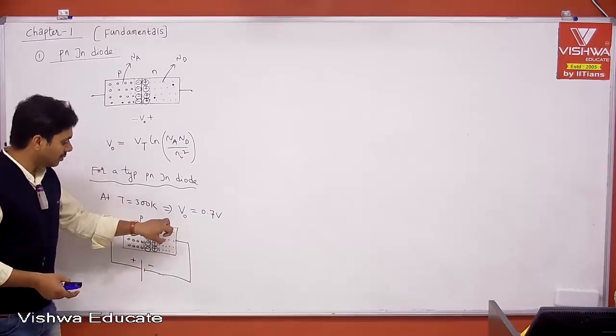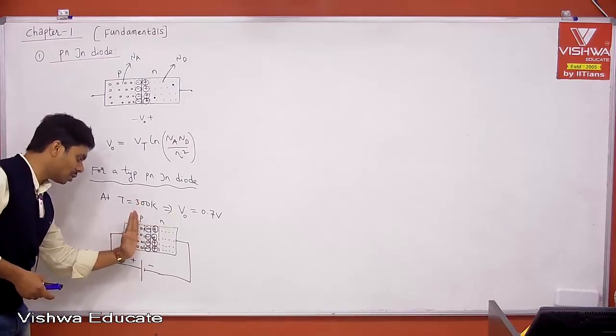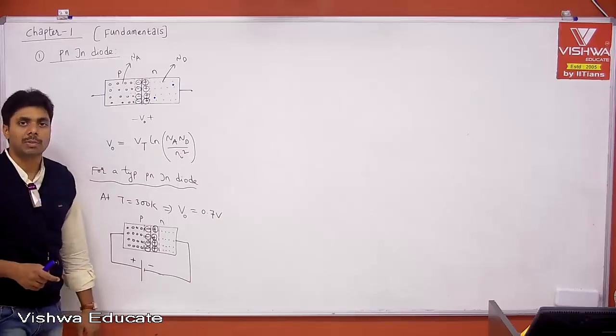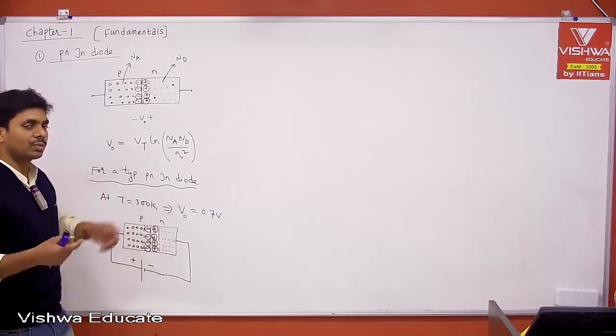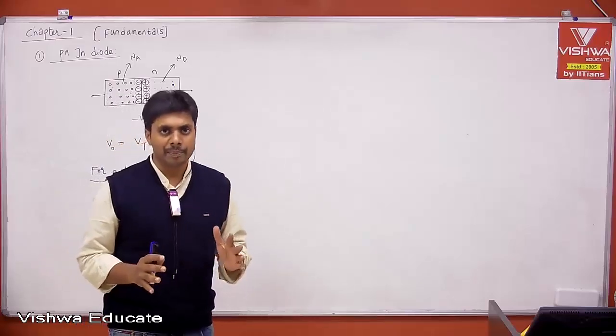Therefore, the majority carriers from N will cross from N to P and move through holes, because these are all broken states, and they come out of the PN junction diode and then reach the other terminal of the battery, forming the loop current. That is what defines your current, which is the forward bias current. I hope everybody understood, right?